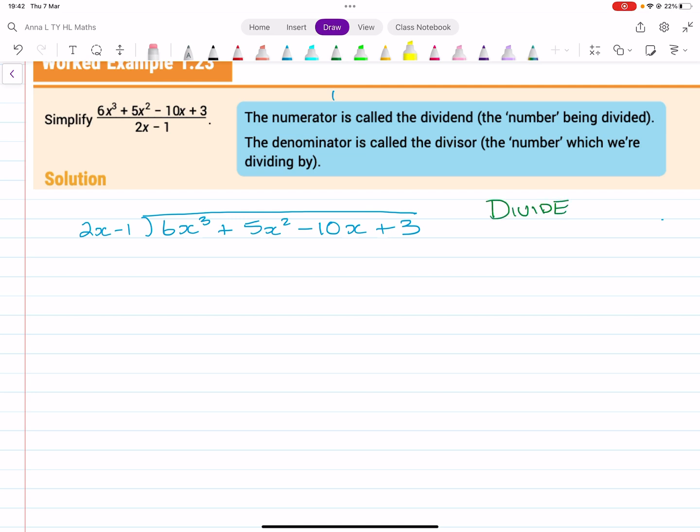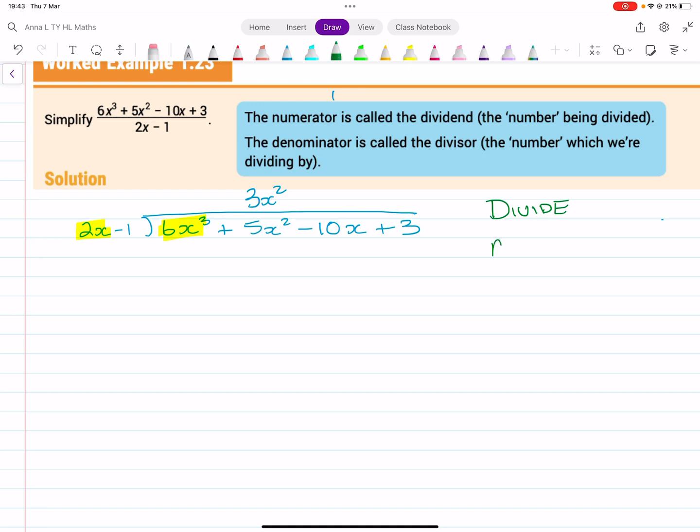So what we do is we divide the first term inside by the first term outside. So we're dividing 6x cubed by 2x. So do you know what that gives us? 3x squared. Good. So now I always keep my lines, so I put my squares over my squares and under my squares, but you don't have to, it's just me being pedantic. So that's the divide part.